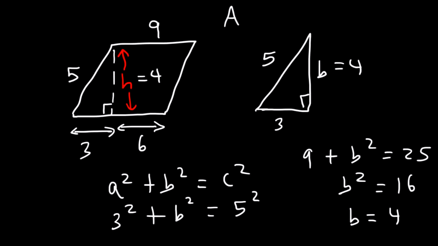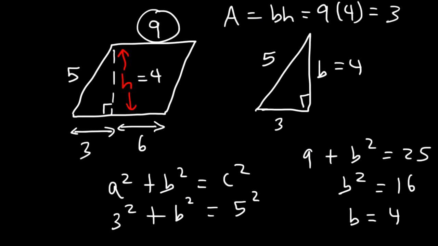So now we could use the formula area as base times height. We have a base of 9 and a height of 4, so 9 times 4 is 36.